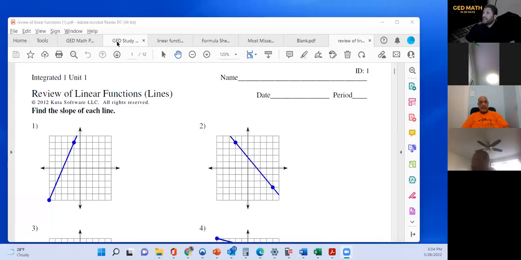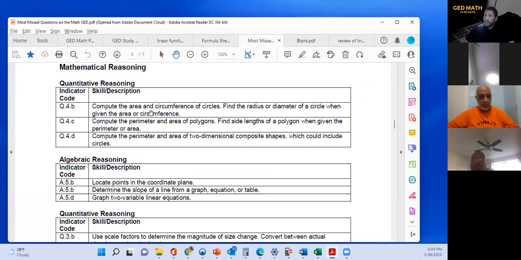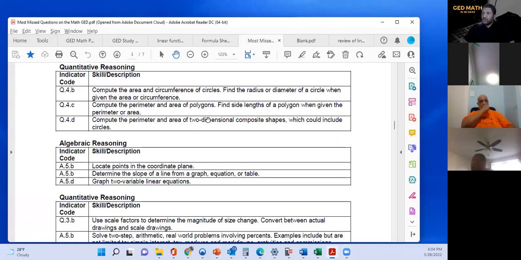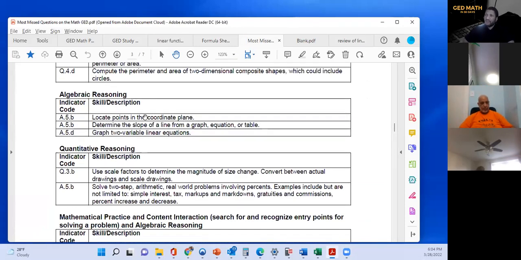Go on the computer. So first of all, let me share my screen. And the next thing we were on, the most missed. So we went over computing the area and circumference of a circle, computing the perimeter and area of polygons, computing the perimeter and area of two-dimensional composite shapes. We located points on the coordinate plane.